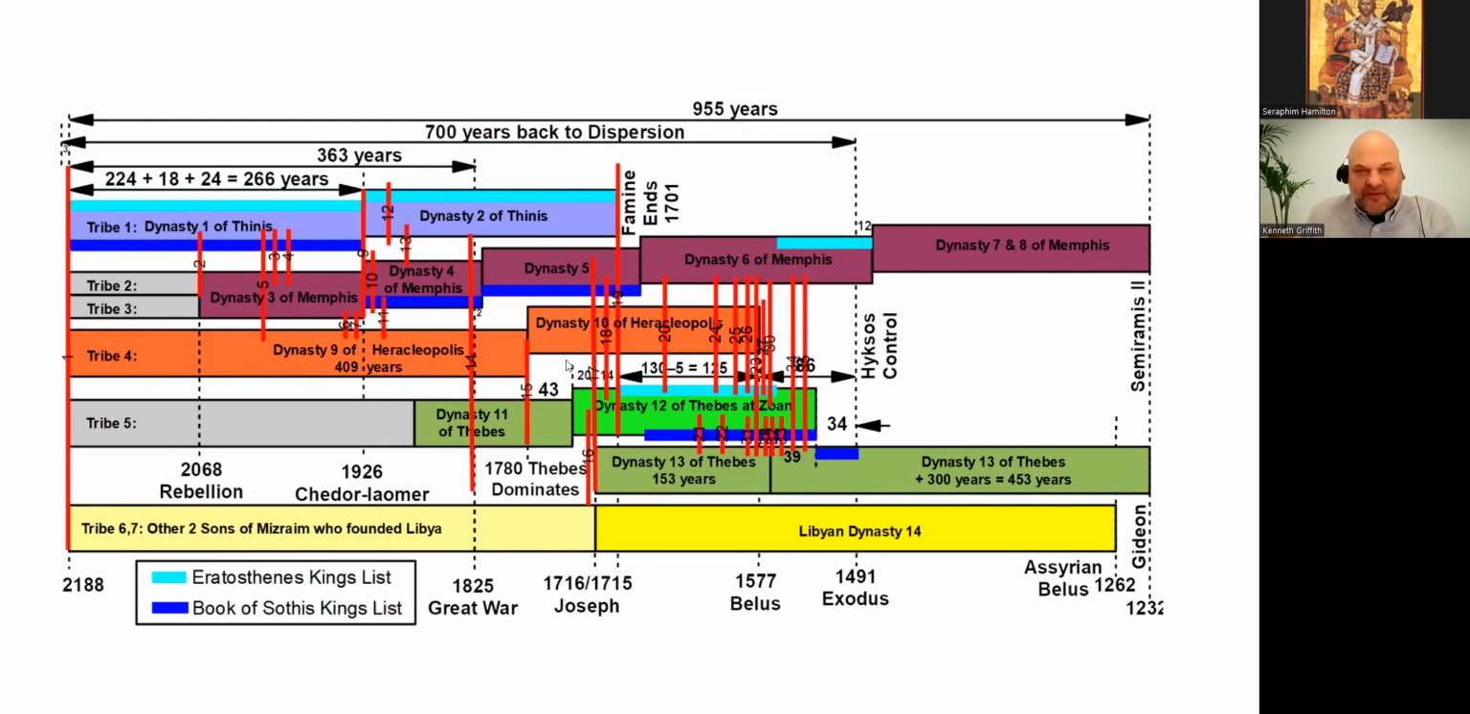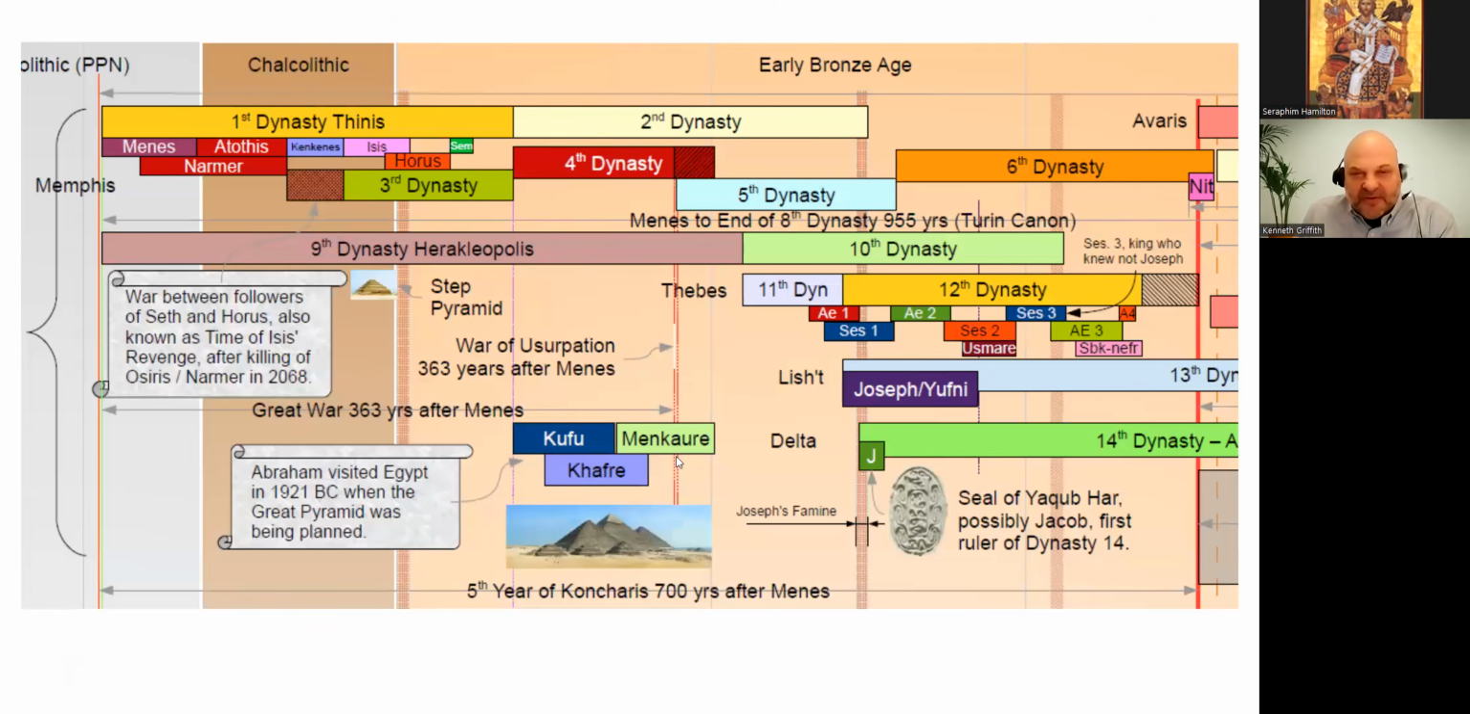I'm going to show you our timeline for the first basically 700 years from the dispersion to the Exodus, which was 1491 BC. And basically you've got multiple tribes ruling. So Abraham's interaction was with Dynasty 4 of Memphis. Okay. Here's a better picture that kind of depicts it. So Abraham is visiting roughly early in the reign of Khufu.